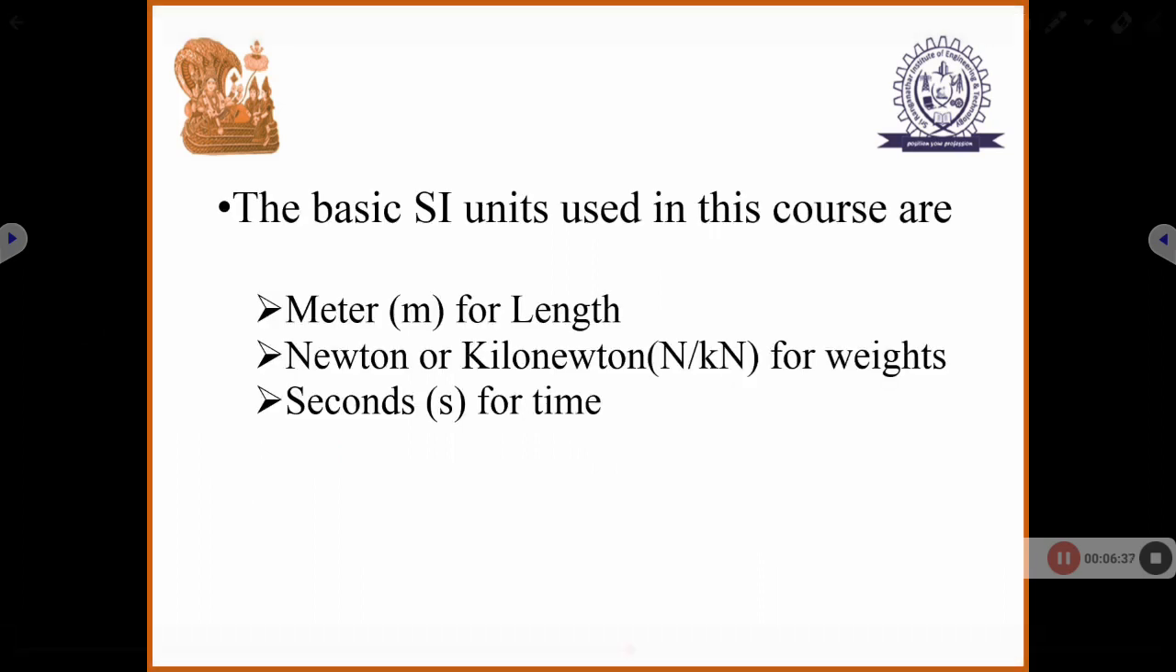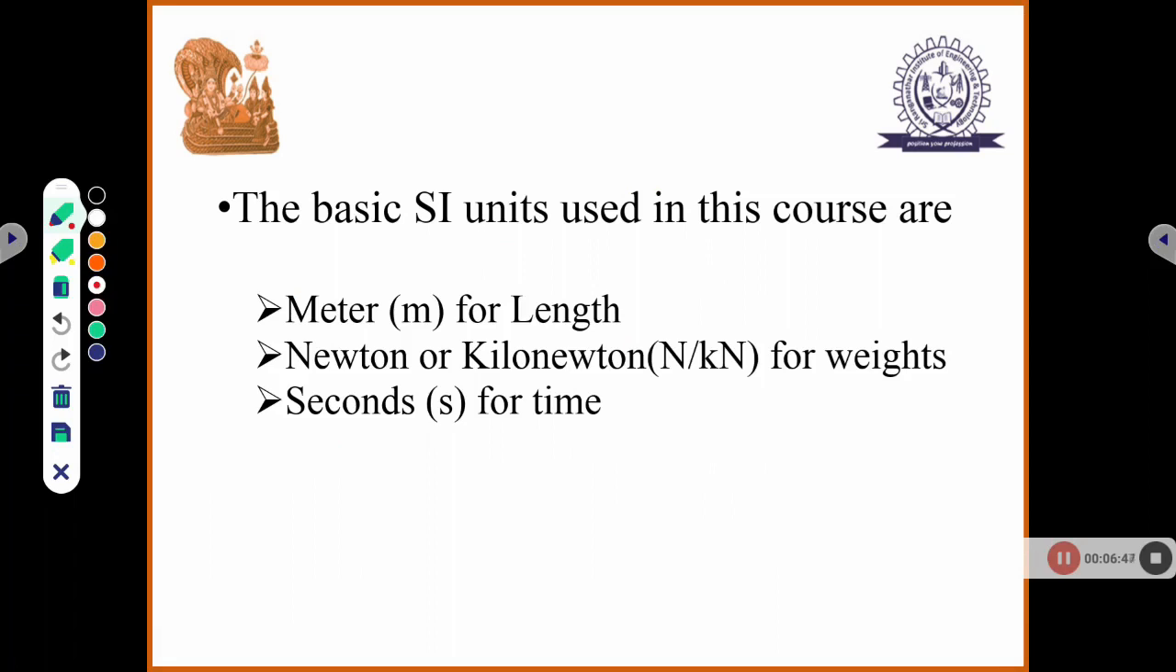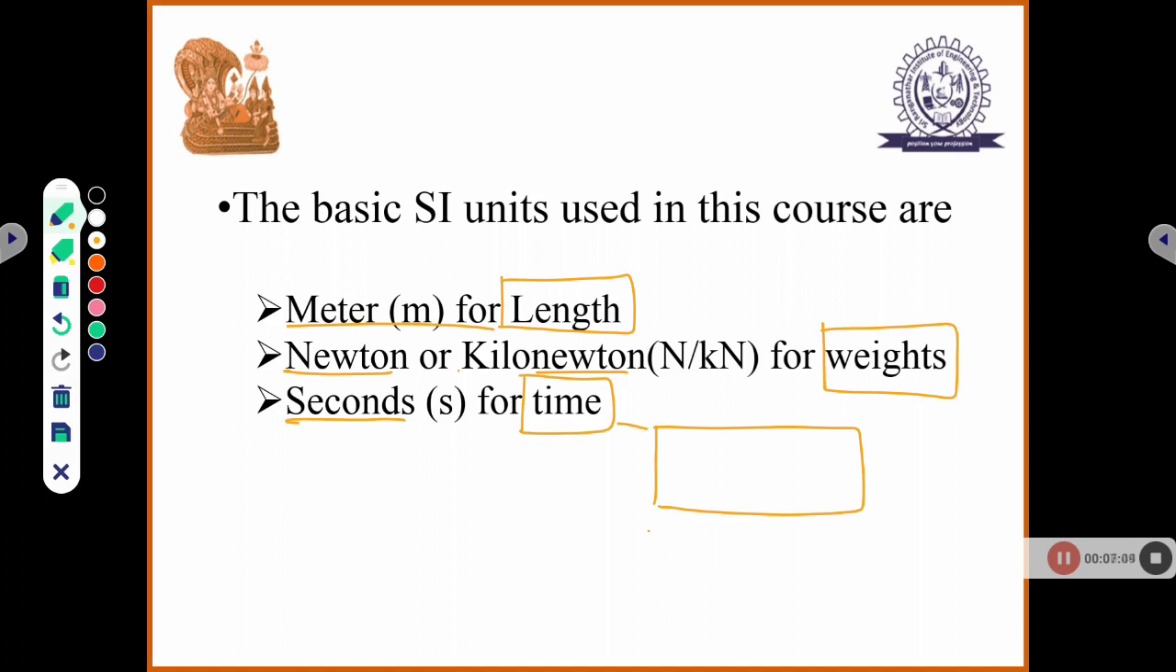So the basic units we are going to use in the first unit itself: the first one is meter, which is used for measuring length. Meter is used for lengthwise concepts, and Newton or kilonewton will be used for weight calculation, and seconds is used for time calculation. The length will be used for the measurement of size.